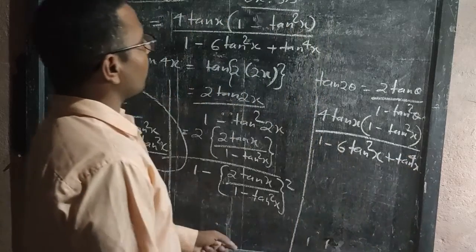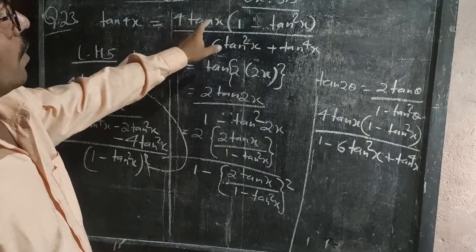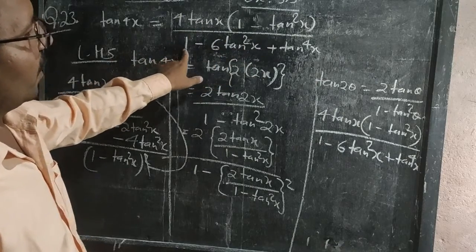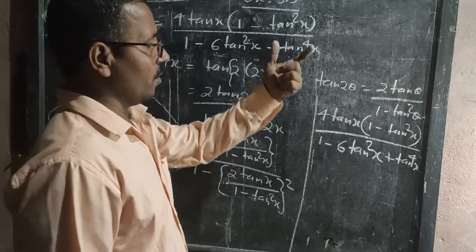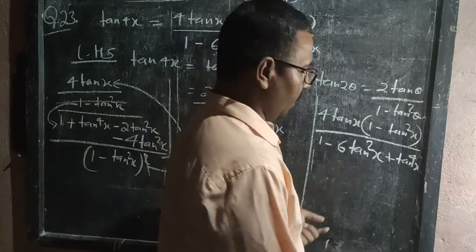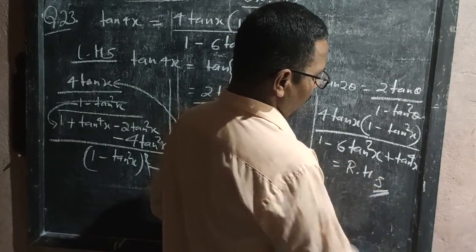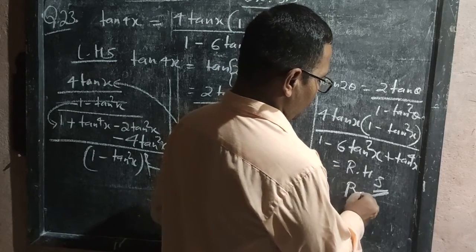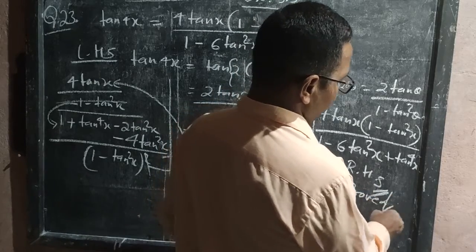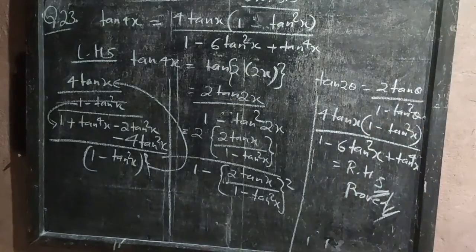That means what we have got here: 4 tan x, 1 minus tan square x upon 1 minus 6 tan square x plus tan to the power 4x. Same thing we are getting here. So that's why it is equal to RHS, hence it is proved. You have got the answer. So very simple, students, we just have to use the formula only.